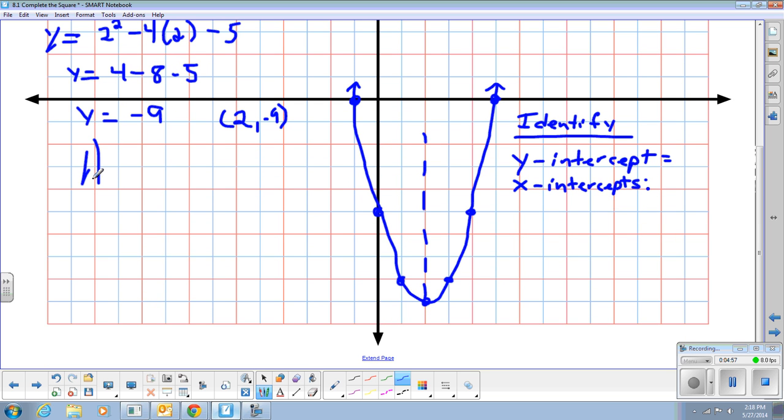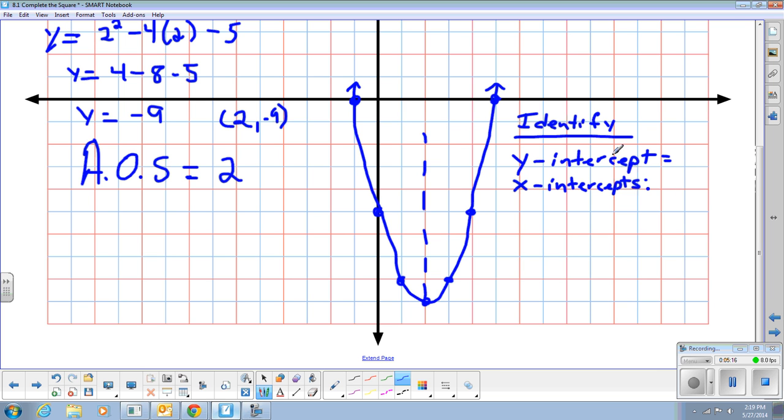The axis of symmetry here, our AOS, equals 2. The axis of symmetry is always the x part of the vertex coordinate. So lastly, you're also going to be asked to identify some things while working with these parabolas.